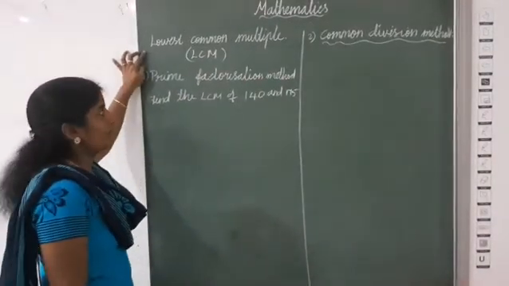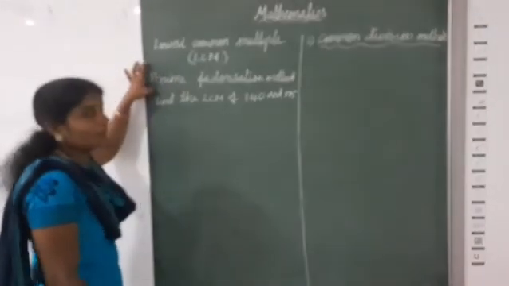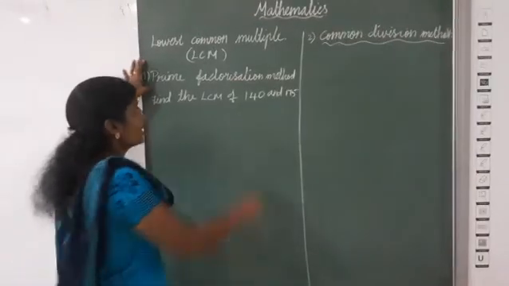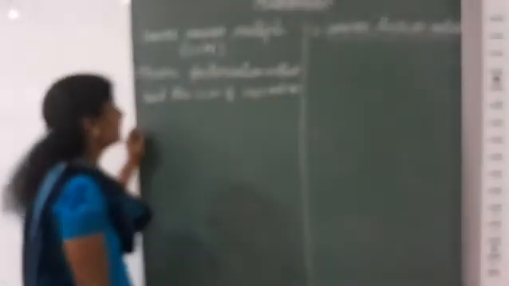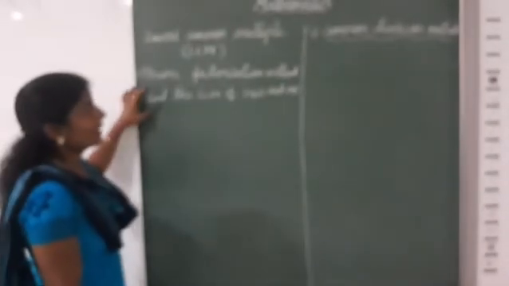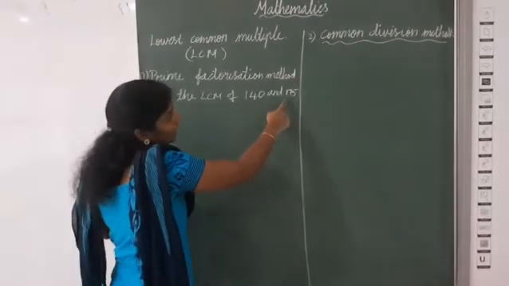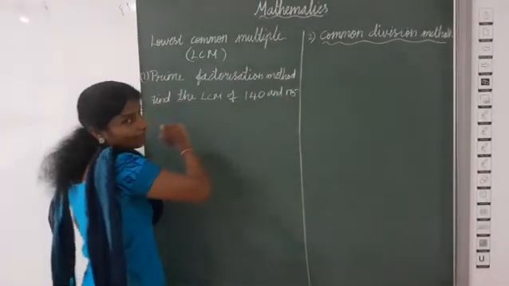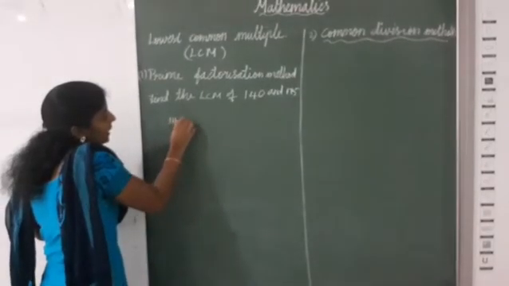Lowest common multiple, that is LCM. LCM also we can find in two methods: prime factorization method and common division method. Now we can use the prime factorization method first. Find the LCM of 140 and 175. Now we can use the prime factorization method.